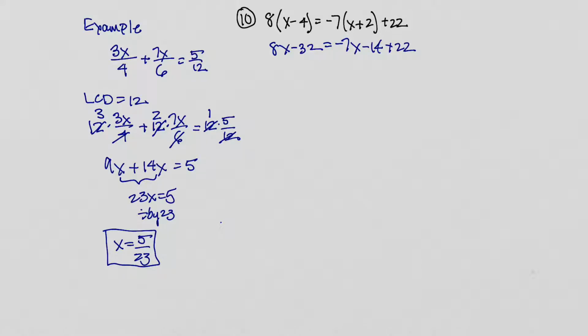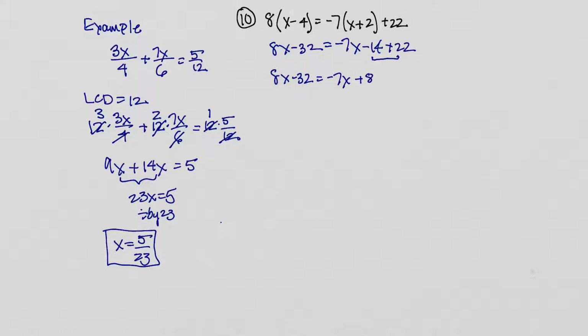Now we can tidy up the right side a little bit. We can add these two together. So we're going to get 8x minus 32 equals negative 7x. Now the difference here, negative 14 plus 22 is a positive 8. Now we have x's on both sides, left side and the right side. But I've got more x's on the left side, right? I've got 8 of them over here. Over here, I'm down 7. So I've got more x's over here.